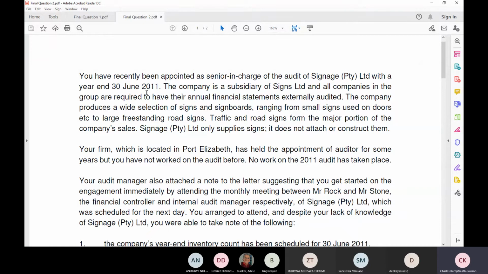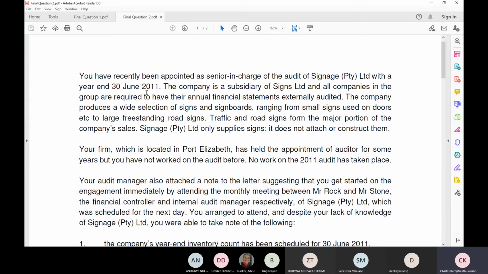The company produces a wide selection of signs and signboards, ranging from small signs used on doors, etc., to large freestanding road signs. Traffic and road signs form the major portion of the company's sales. Signage Pty Limited only supplies signs. It does not attach or construct them. Your firm, which is located in Port Elizabeth, has held the appointment of auditor for some years, but you have not worked on the audit before. No work on the 2011 audit has taken place.